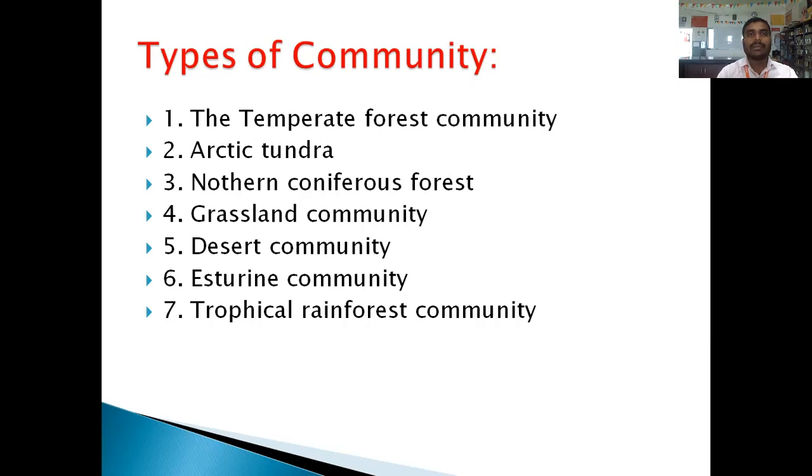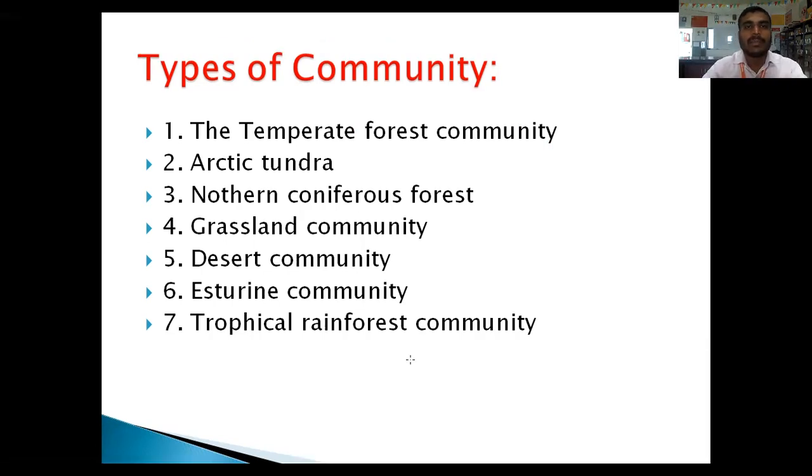You can see first one is the temperate forest community, second one Arctic tundra community, third one northern coniferous forest, then fourth grassland community, fifth desert community, sixth estuarine community, and seventh tropical rainfall or rainforest community. Okay, we will see them one by one. First, we will see the temperate forest community.